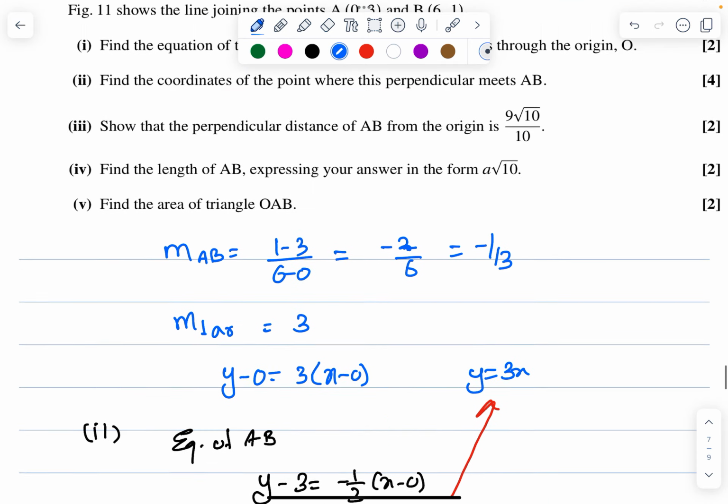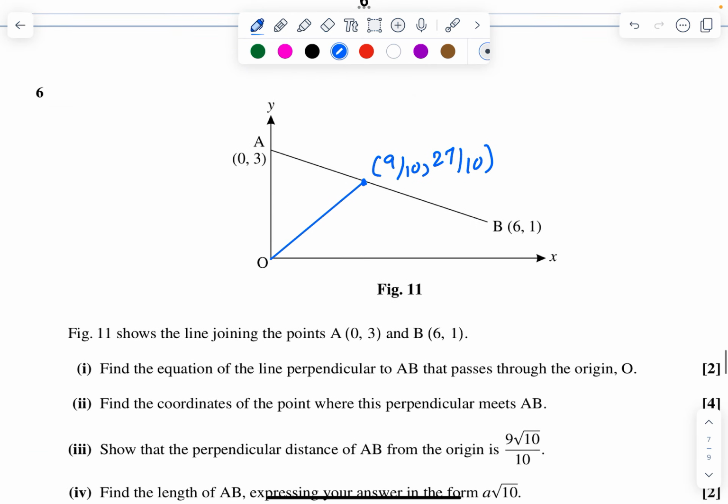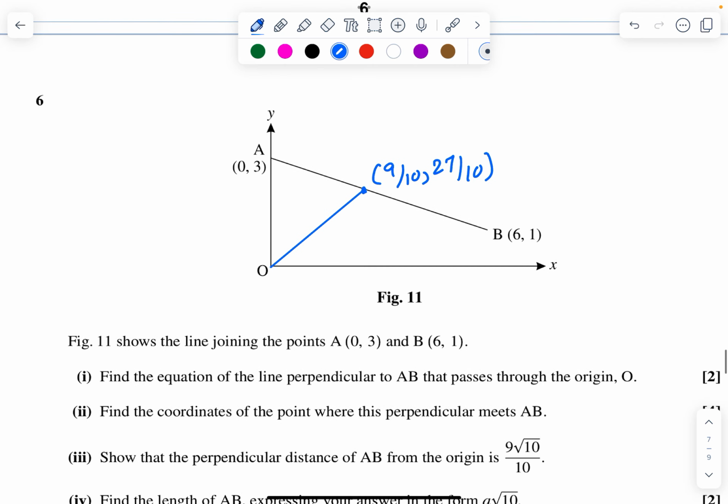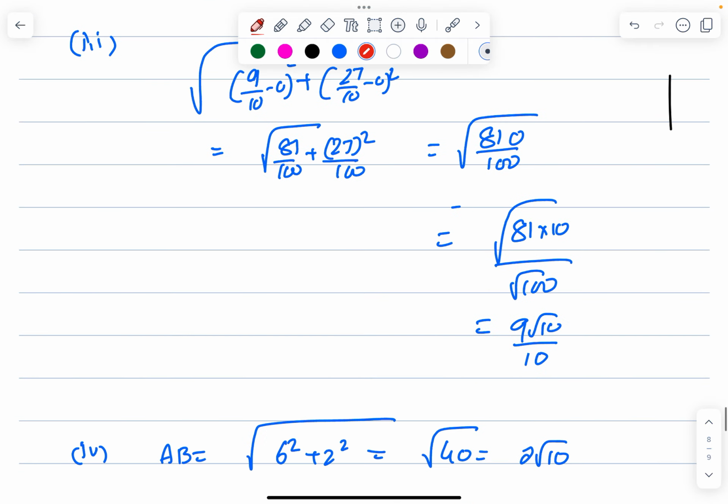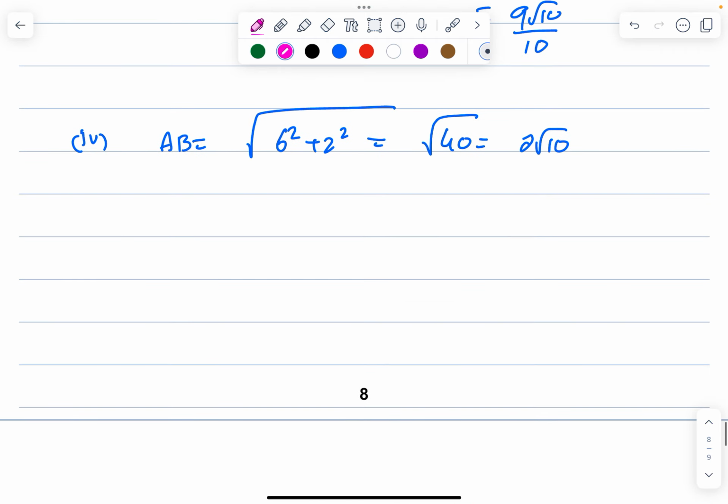And finally, find the area of the triangle AOB. So the base is going to be 3 and the height is going to be 6. So the area is half base times height, which is half times 3 times 6, which is going to be 9. That's going to be the answer.